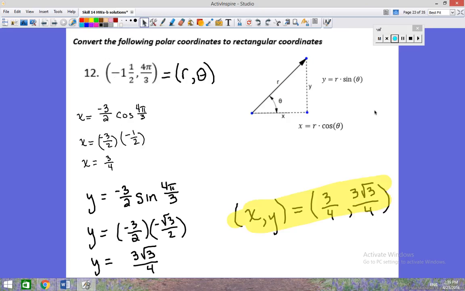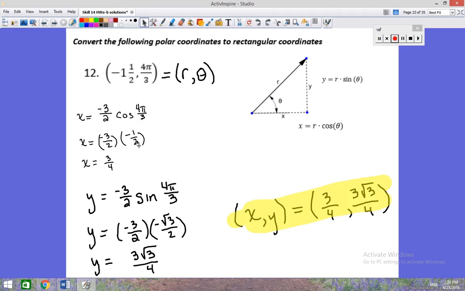All right, number 12, this is done in the same way. We're given a radius, we're given a theta. I came over here and used these. These are just the formulas that were cut and pasted right out of your notes. And then through substitution, negative 3/2 times cosine of 4 pi over 3. 4 pi over 3 is a point on the unit circle in quadrant 3. X and y are both negative in quadrant 3. So this cosine of 4 pi over 3 is negative. Sine of 4 pi over 3 is also negative.